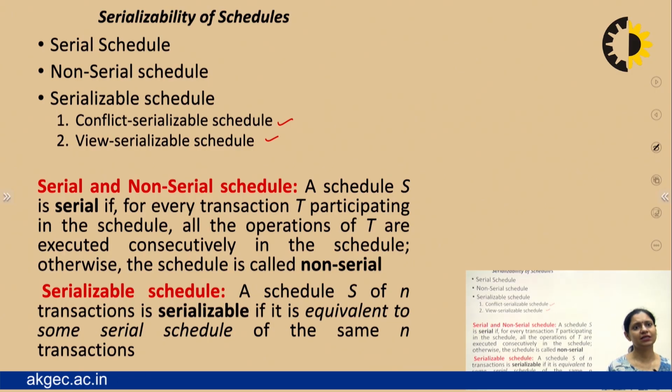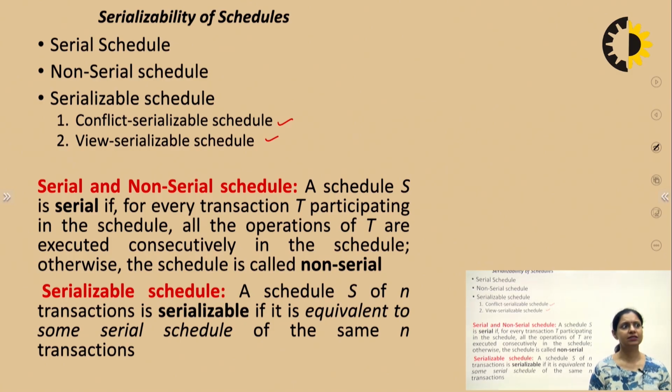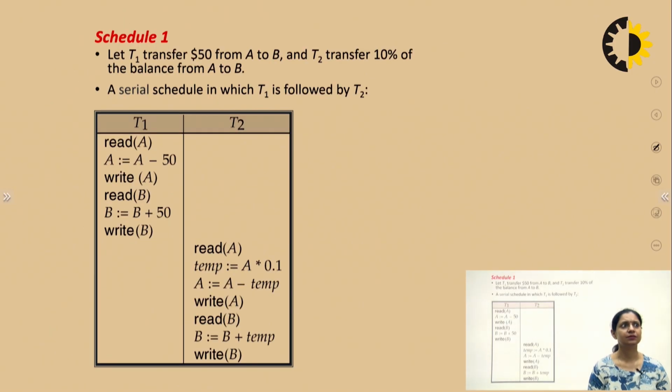When we are talking about serial and non-serial schedules, a schedule is a serial schedule if, for every transaction participating in the schedule, all the operations of T are executed consecutively in the schedule. Otherwise, the schedule is a non-serial schedule. A schedule is a serializable schedule if it is equivalent to some serial schedule of the same instructions and transactions. So let's take the first schedule, S1, which involves 2 transactions, T1 and T2.